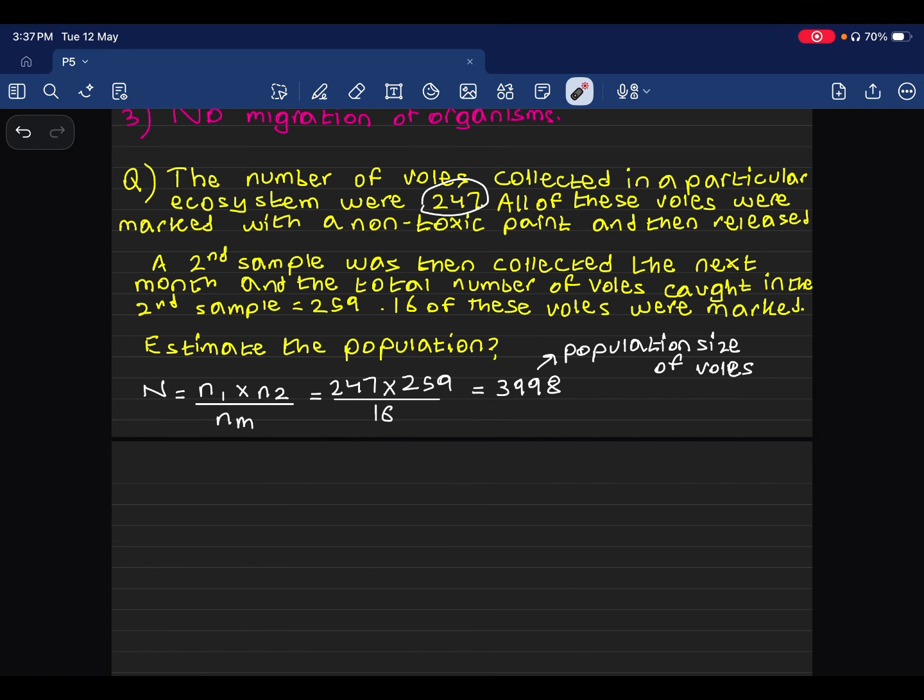And now you also write about some assumptions: that the paint should not affect the mobility or the survival of the organisms, and you need to assume that there is no migration of any rats in or out of the ecosystem. Simple as that. Nothing more you need to know about.